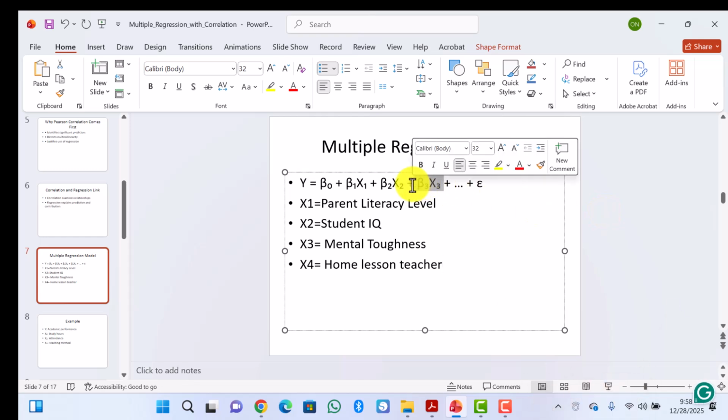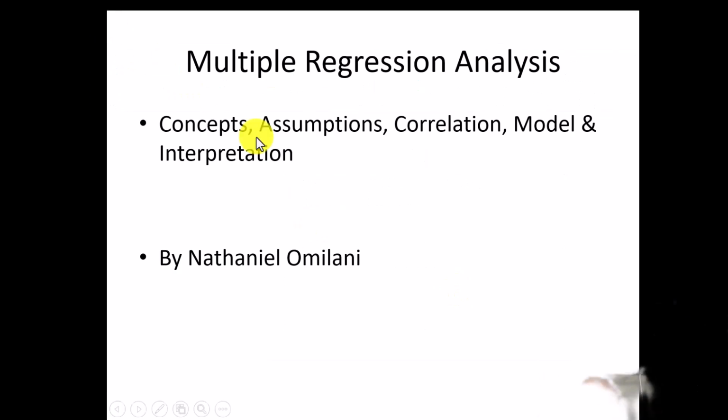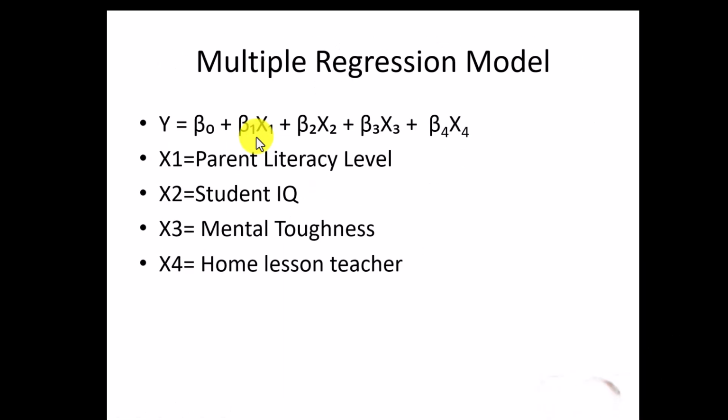I want to take this to add, so let's say this is now four. That means I have four variables. This is also four. I have four variables here, you know. So let me go back. I'm just trying to make a perfect illustration of the variables. So this is a multiple regression, parent literacy level, and all of that is there.